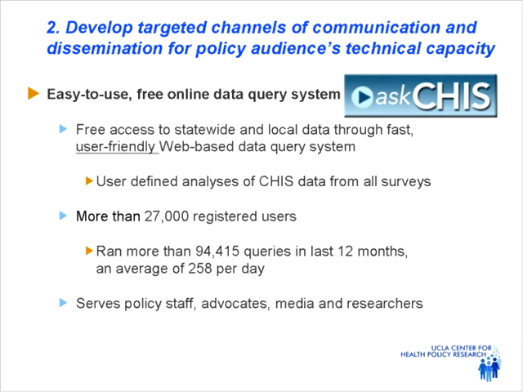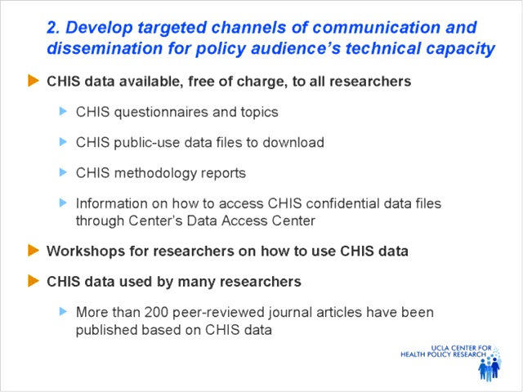We currently have 27,000 people who've used Ask CHIS. About 8 of them are on this webinar. And in the last year alone, they've run over 94,000 queries. So 94,000 tables have been created for an average of over 250 a day from people using Ask CHIS. And typically that goes up with the new data. So in the next couple months, there'll be a spike as people are looking at the 2009 data. And this is used by policy staff, advocates, media, researchers all across the board. I use it when I teach some of my classes. I have students create queries using Ask CHIS.